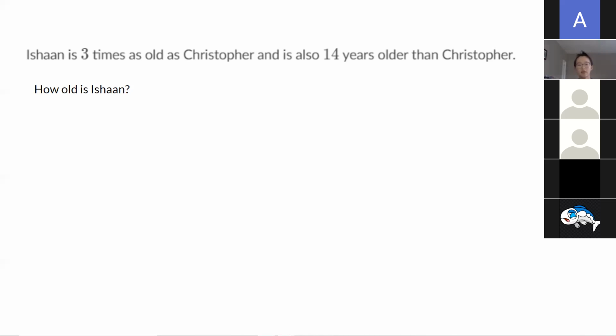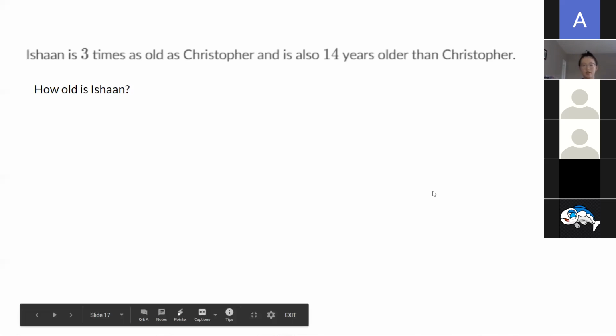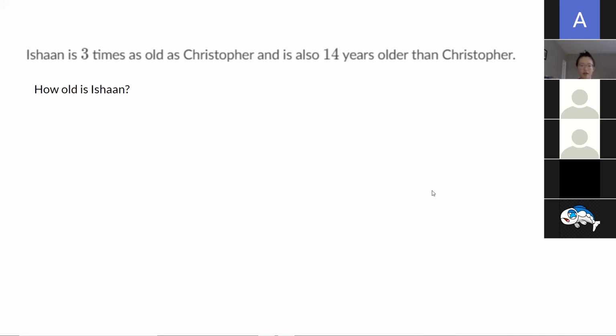So here's another question with Ishan. Ishan is 3 times as old as Christopher and is also 14 years older than Christopher. So how old is Ishan? For this, we would do the same thing. We would construct a pair of linear equations, not really a system. So if you have pencil and paper right next to you, feel free to try this problem.